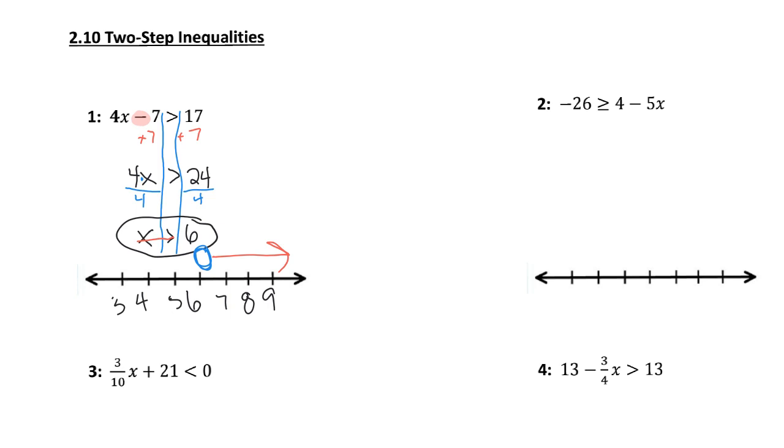Okay, let's do one more together. Okay, draw the river. Just looking at number 2. Draw the river. There's no operation in front of that 4, so I know it's a plus 4 over here. So I'm going to do the opposite, and I'm subtracting 4 on both sides. That leaves me negative 30.